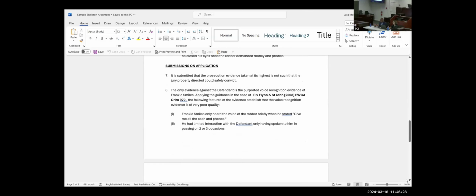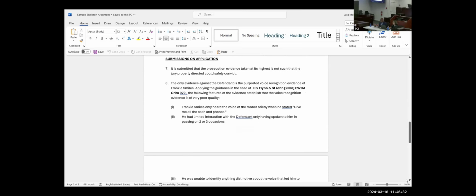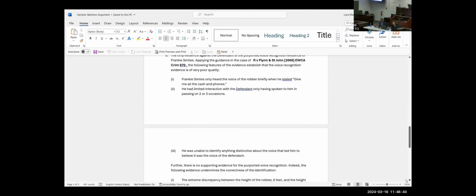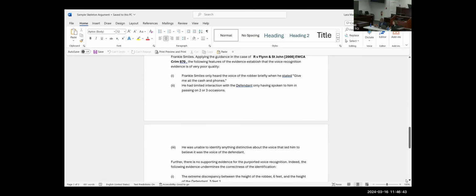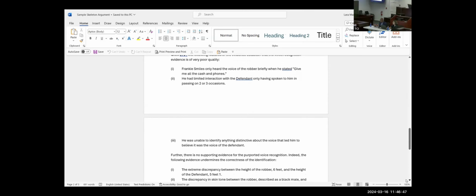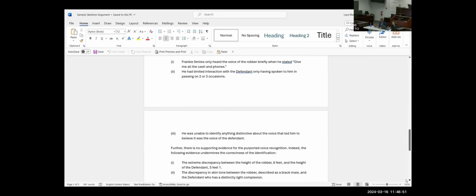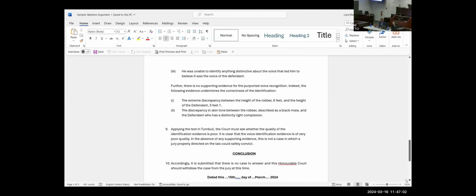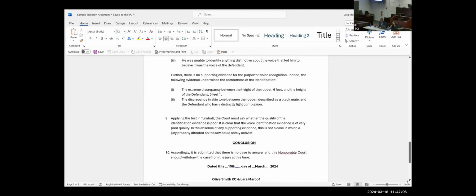And then the submission, there are arguments. The only evidence at paragraph 8 against the defendant is the purported voice recognition evidence, applying the guidance in the case and setting out why it is that in this case, the voice recognition evidence is clearly of very poor quality, and the reasons are set out there. The limited time which the Frankie Smiles heard the robber's voice, limited previous interactions with the defendant, and unable to identify anything distinctive. So it's fairly briefly set out. And I think probably with this kind of written submission, you would expand a little bit in court, as it's perhaps closer to a skeleton argument than full written submissions.